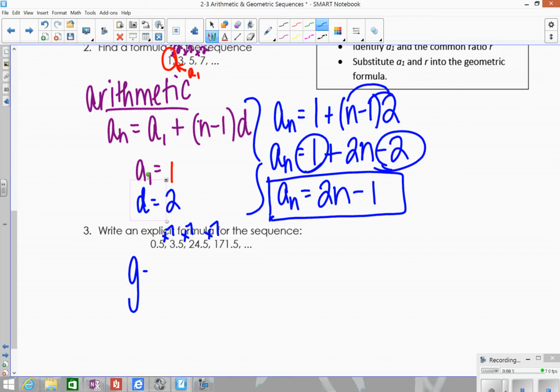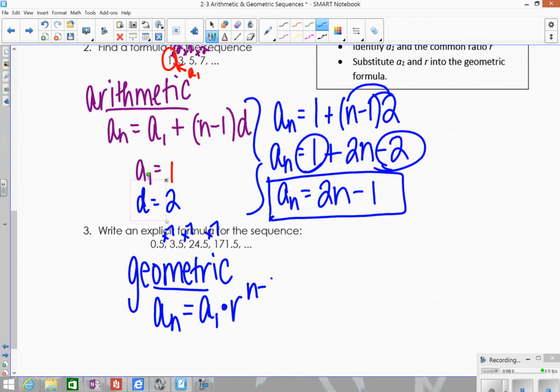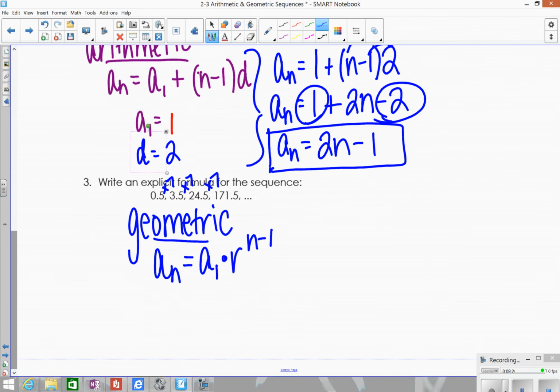So since I'm multiplying, it's going to be geometric. So write down our geometric sequence: a sub n equals a1 times r to the n minus 1. Identify our unknowns here. So a1 is the first term, which is 0.5. The common ratio is the number we're multiplying by, which is 7.